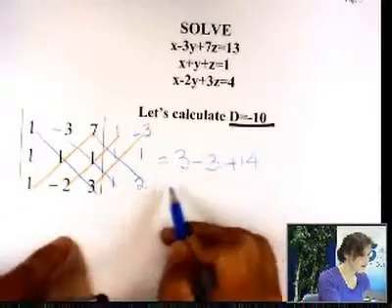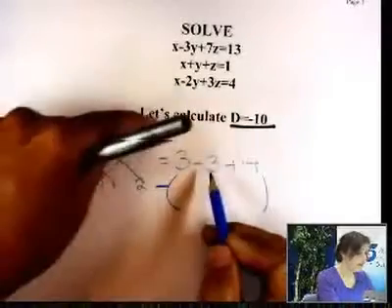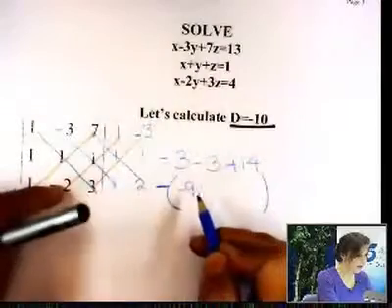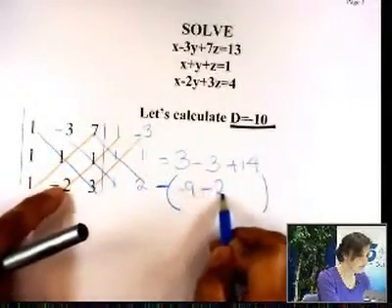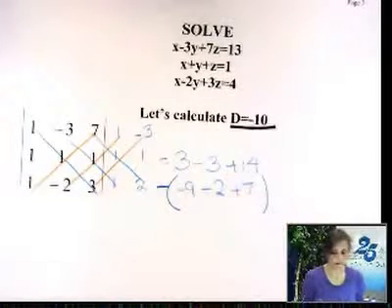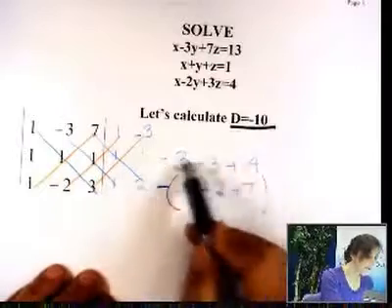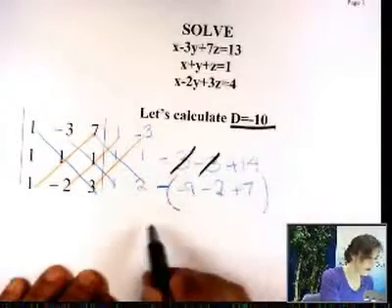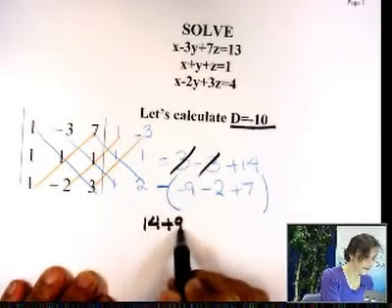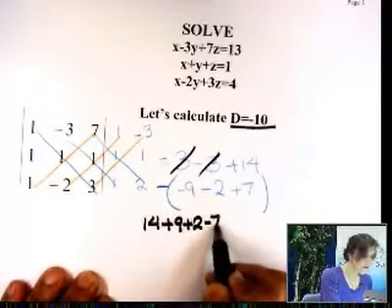Minus negative 3, 1, 3, that's negative 9. 1, 1, negative 2, that's negative 2. 7, 1, 1, that's 7. So let's clean this up. I have 3, 3 goes away. I have a 14. I have plus 9. I have plus 2. I have minus 7.